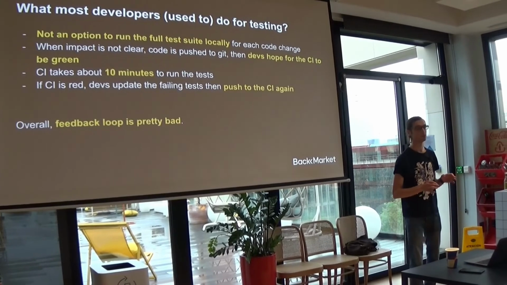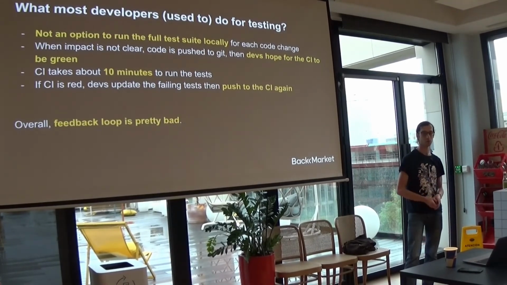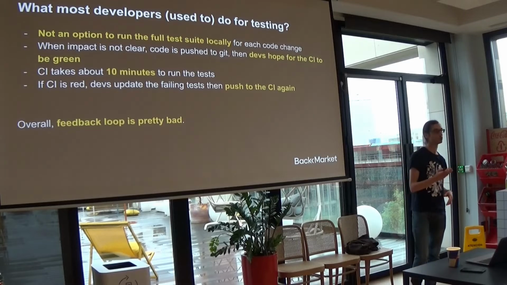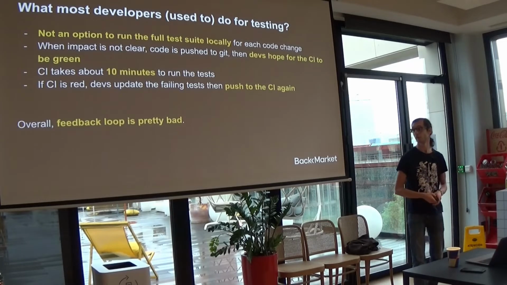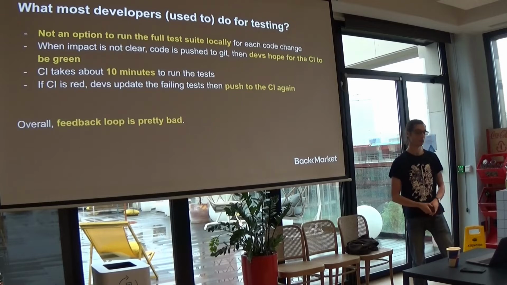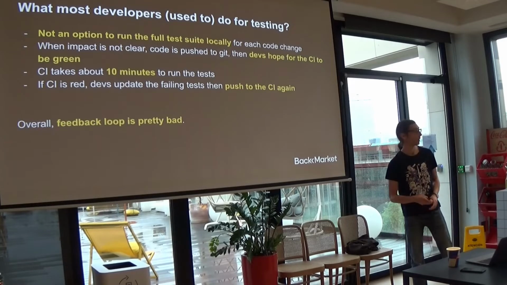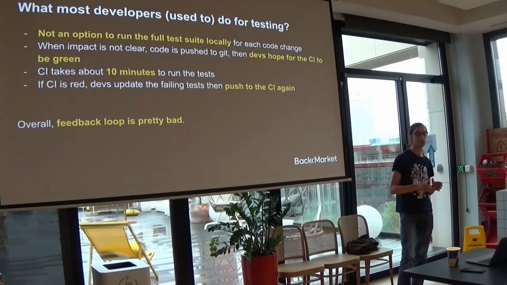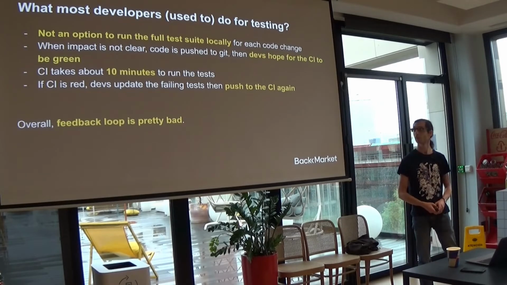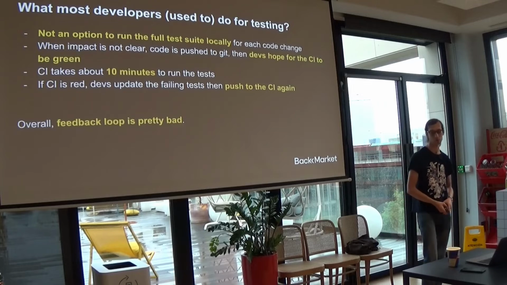So what did most developers used to do for testing? It's clearly not an option to run the full test suite locally because 45 minutes is a lot, so it will be really painful for the developer to run the full test suite. And when the impact is not clear while updating code, the developer will usually push the code to Git. Then the developer will hope that the CI will be green, and sometimes it's not.